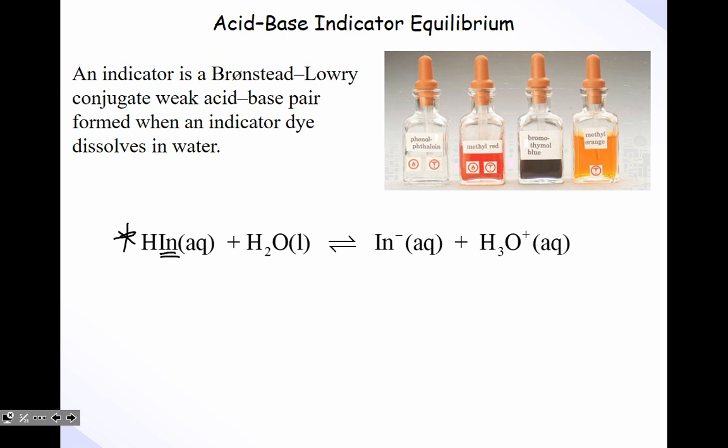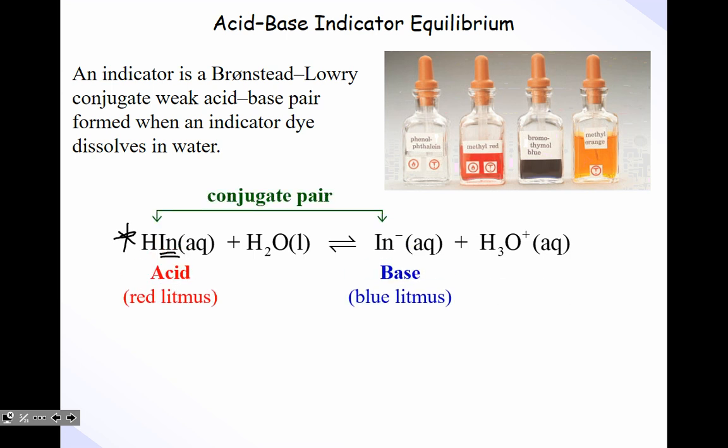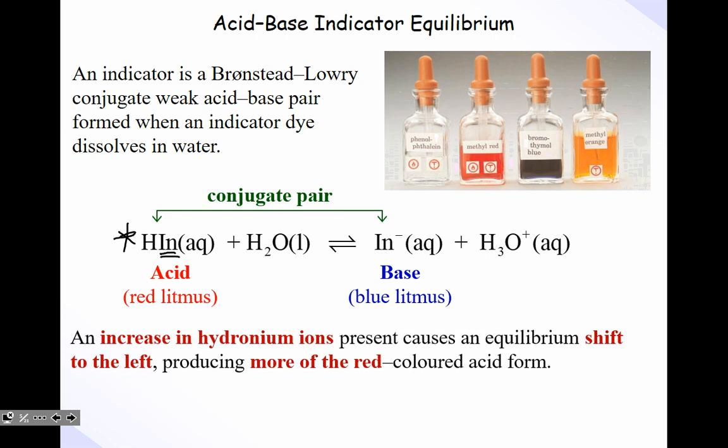We're going to use the colors red and blue just to take a look at very simple indicator colors, because you guys know that red turns blue in a base and blue turns red in an acid. Well, why? What's happening and why is it causing that to happen? Let's break it down, okay, kiddos? An increase in hydronium ions. So let's take a look at our system. There's our system, and we see that there's hydronium ions in our system, okay? An increase in hydronium ions present causes a shift to the left, producing more of the red colored acid form.